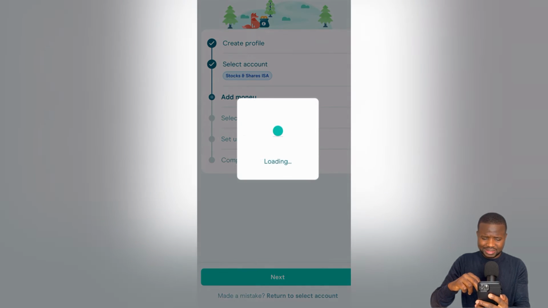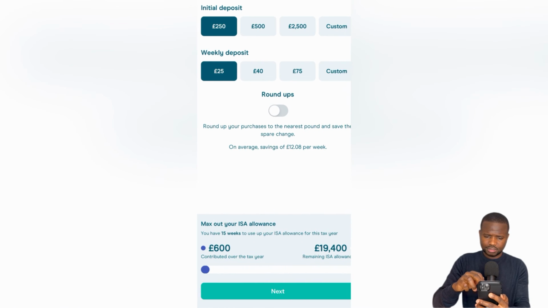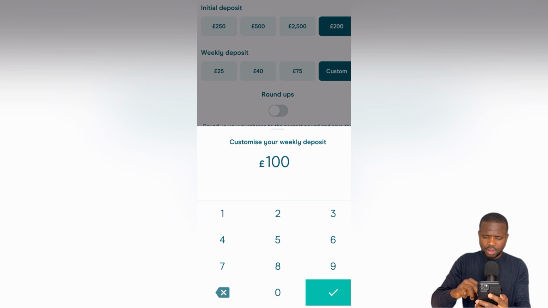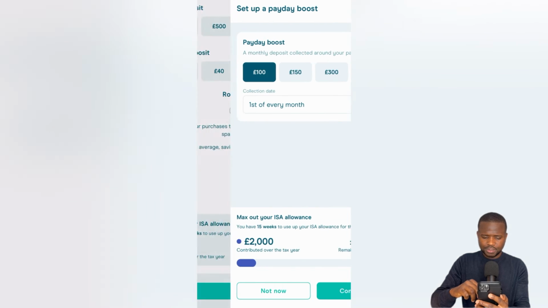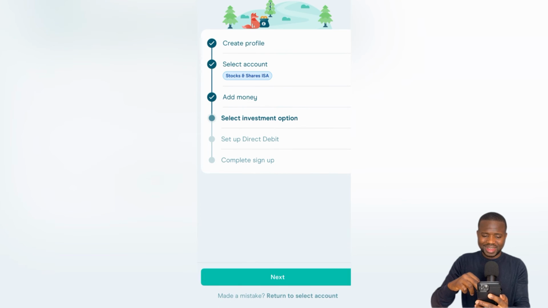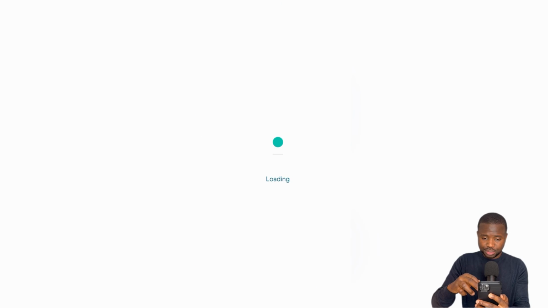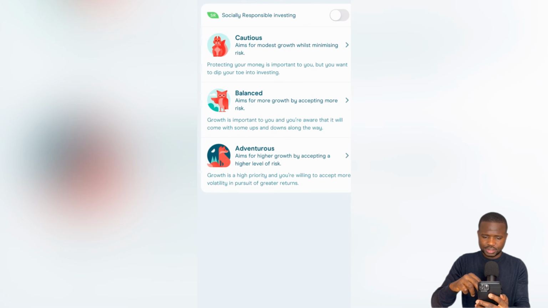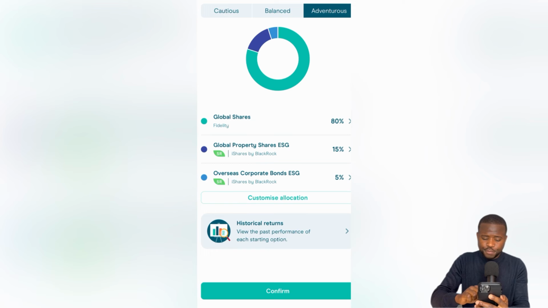What you realize is that when you go to the Adventurous and you select the option that Moneybox is giving you, start investing, I think this is even good too. When you go to the Adventurous, if you confirm, then Moneybox will invest your money into the global shares, global property shares, and then the overseas corporate bonds.